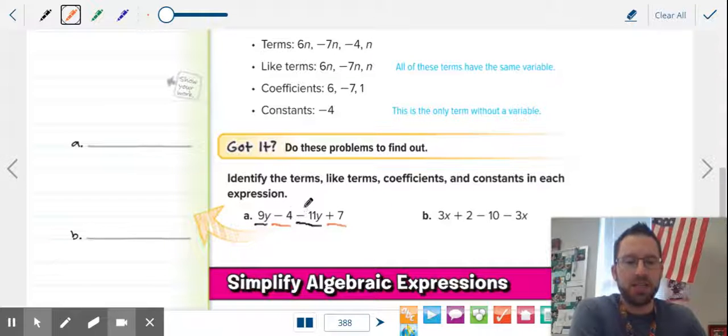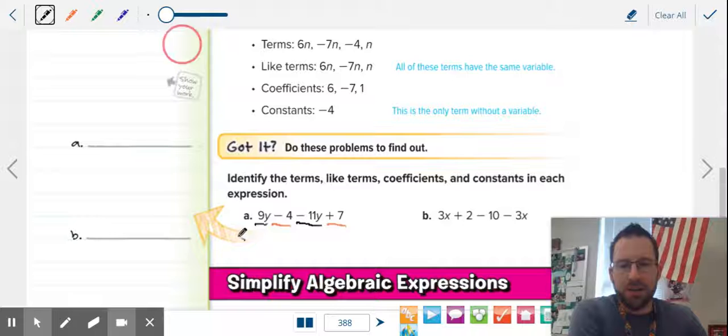That means I can put them together. You cannot put the y's and the constants together. You can't put them together. You could multiply them if they were being multiplied, but they're not. They're being added and subtracted. All right, so we did terms, like terms, coefficients. What numbers are before variables? We have a 9 as a coefficient, and we also have a -11 as a coefficient.